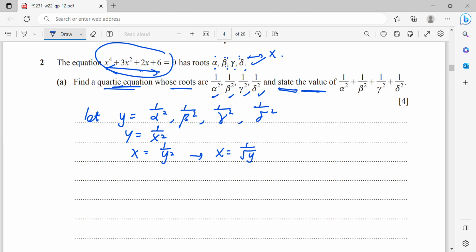Now, substitute this x into the given quartic equation. So, x degree 4, I will rewrite x degree 4 plus 3x squared plus 2x plus 6 equals 0. Now, my x is 1 over square root y. So, I will replace my x by 1 over square root y.